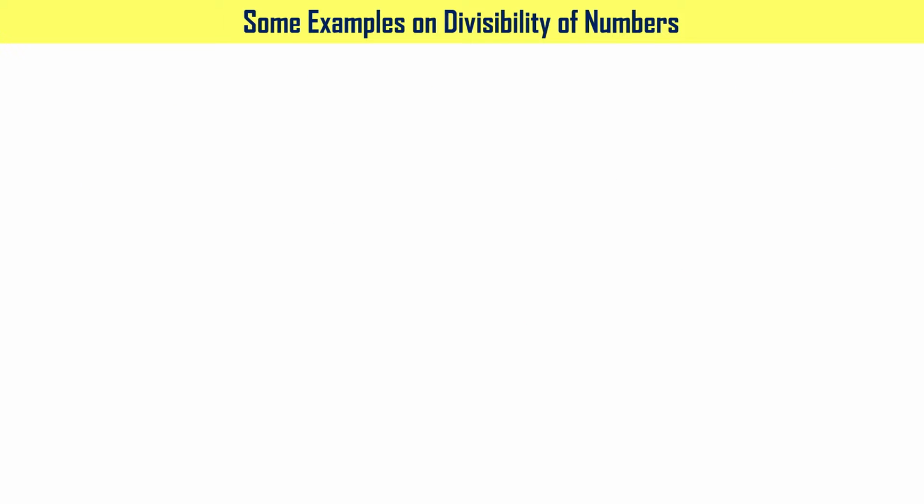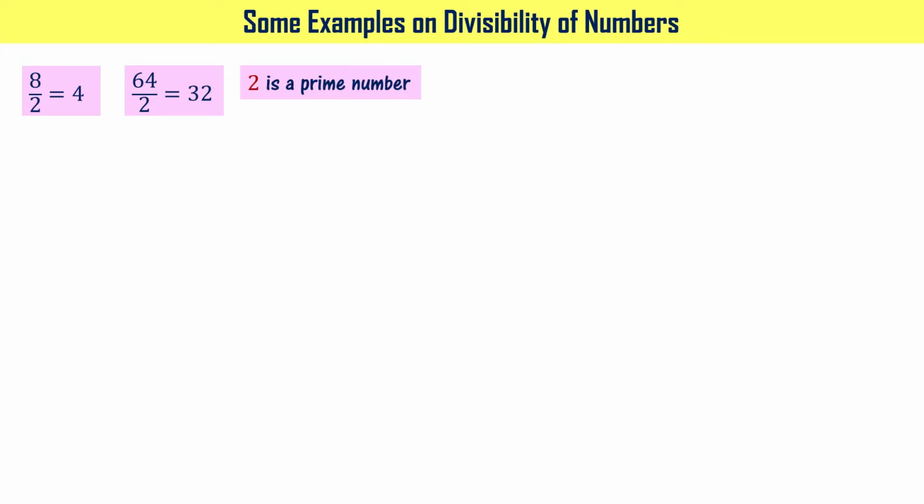Let us consider some examples on divisibility of numbers now. 8 by 2 can be written as 4, right? It means 2 divides number 8. 64 by 2 can be written as 32. It means 2 divides 64. As you see here, 2 is a prime number. We know that. And 2 divides 8 and 8 square, that is equal to 64, right?